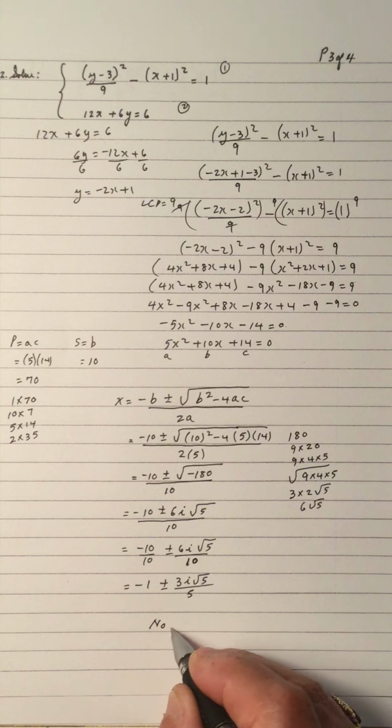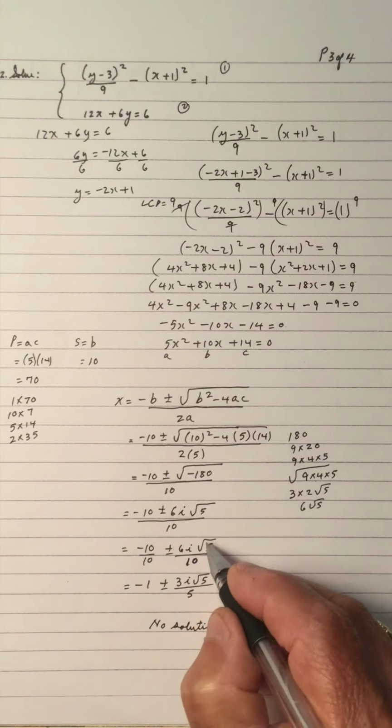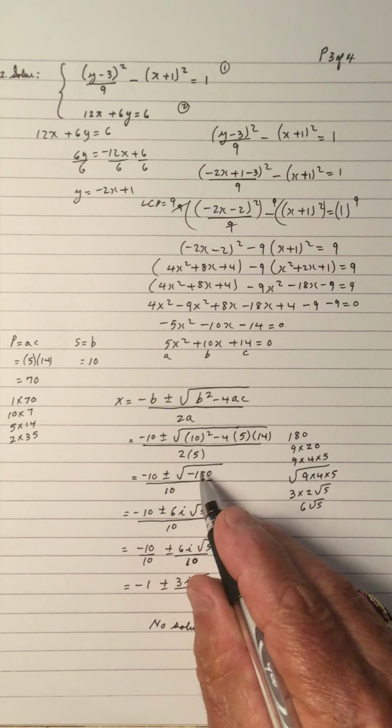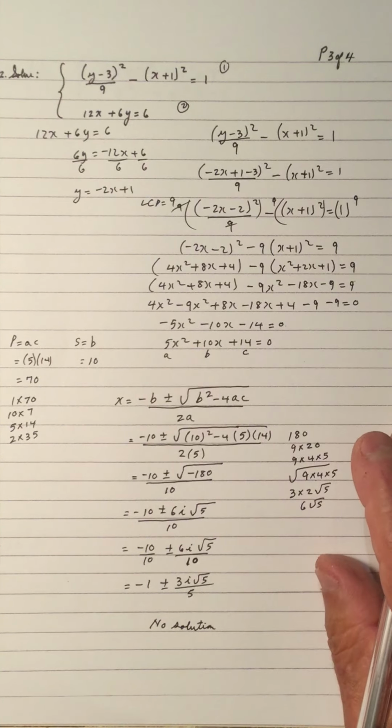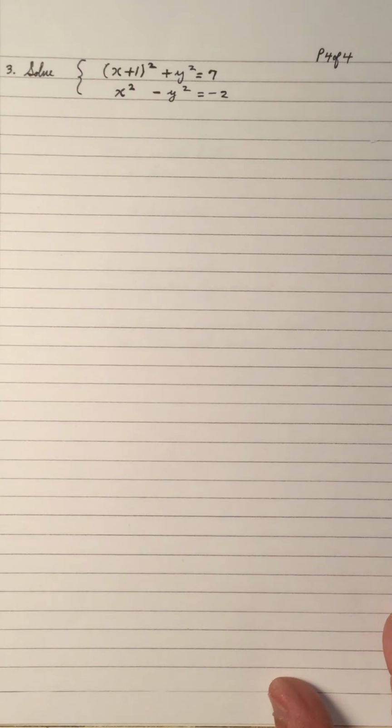So there's no solution because the roots are imaginary. There's a negative underneath the root. So there's no solution to this system. They do not intersect.